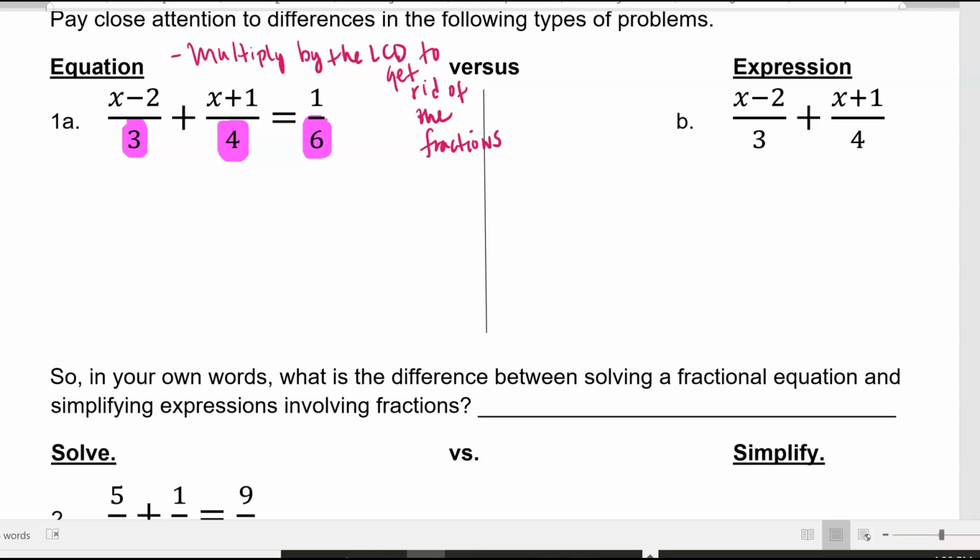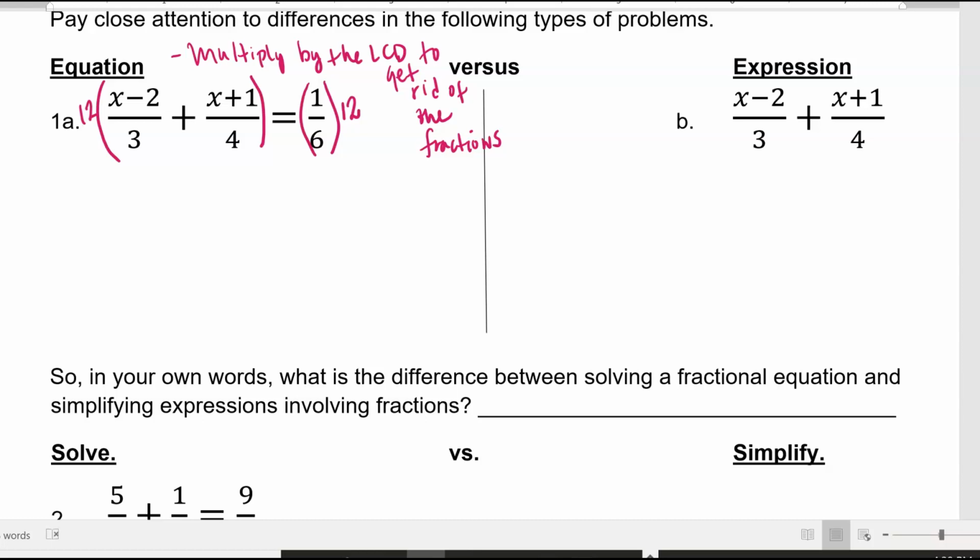Well, the easiest way to do that is to look at the largest number, 6, and think about the multiples of 6. For example, 6. Can 3 and 4 divide into 6 evenly? No. What is the next multiple of 6? 12. Can 3 and 4 divide into 12? Then that's when you know you have found your LCD. Let's multiply by 12. And notice we're going to multiply both sides by 12, or else the equation is not balanced.